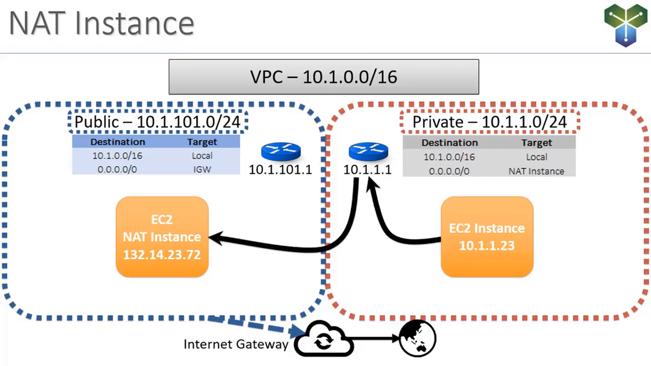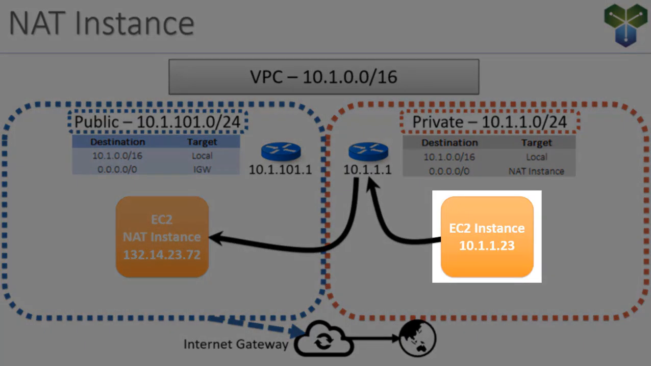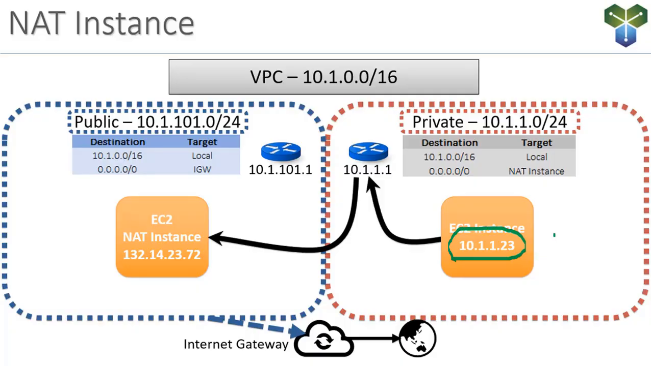And the NAT instance receives this traffic. Now, when the NAT instance gets this traffic, the source IP address is going to be the IP address of this EC2 instance, 10.1.1.23. This is a private IP address. This address doesn't make any sense on the internet. The internet is going to have no idea how to get to 10.1.1.23.